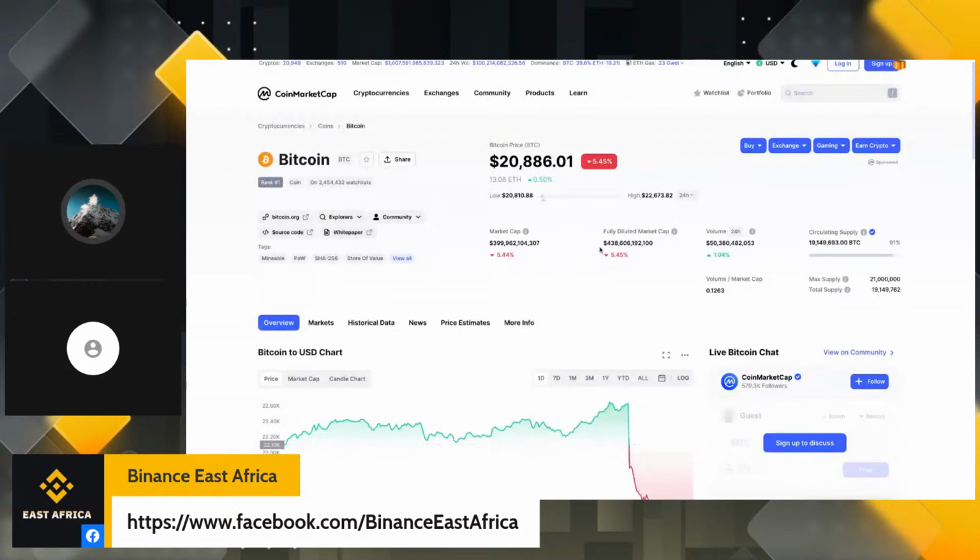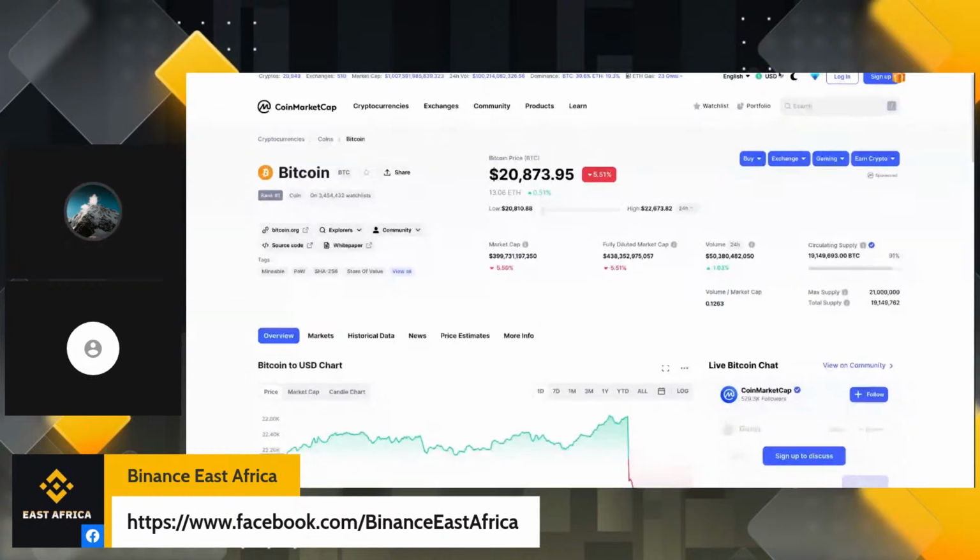The fully diluted market cap basically means, if all coins were to be put on supply, the 21 million coins, at this current price, what would be the fully diluted market cap? That is what fully diluted market cap means. The volume shows you how much Bitcoin in dollar terms has been exchanged in the past 24 hours. In this case, you can see it's about $50.3 billion in exchange over the last 24 hours.